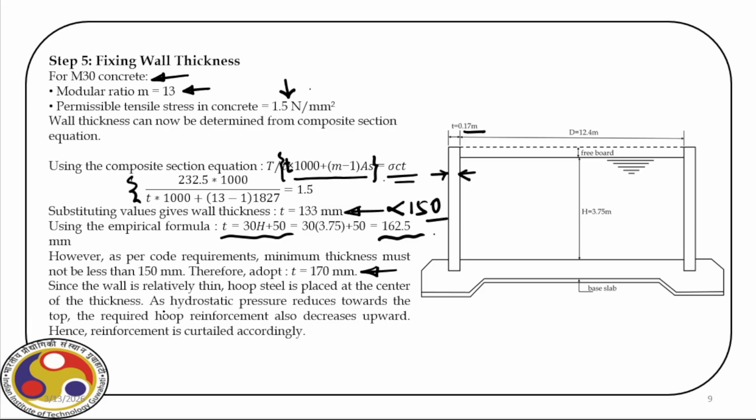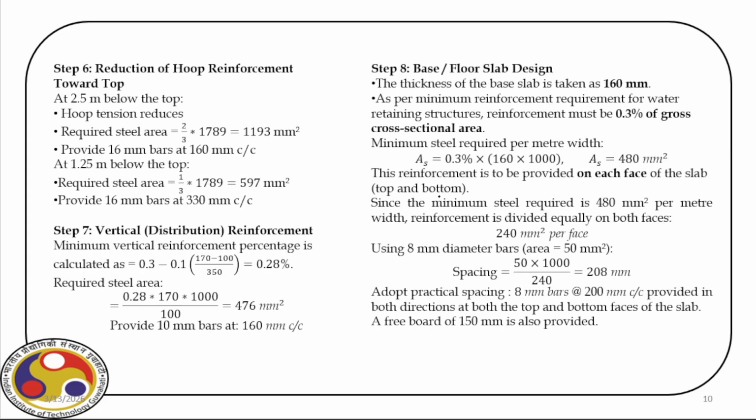Now, as the hydrostatic pressure reduces towards the top, the required hoop reinforcement also decreases upward, and hence we can actually curtail the reinforcement as we go towards the surface of the water. That we'll see in a minute. So let us first design the hoop reinforcement towards the top. So it is at 2.5 meter below the top.